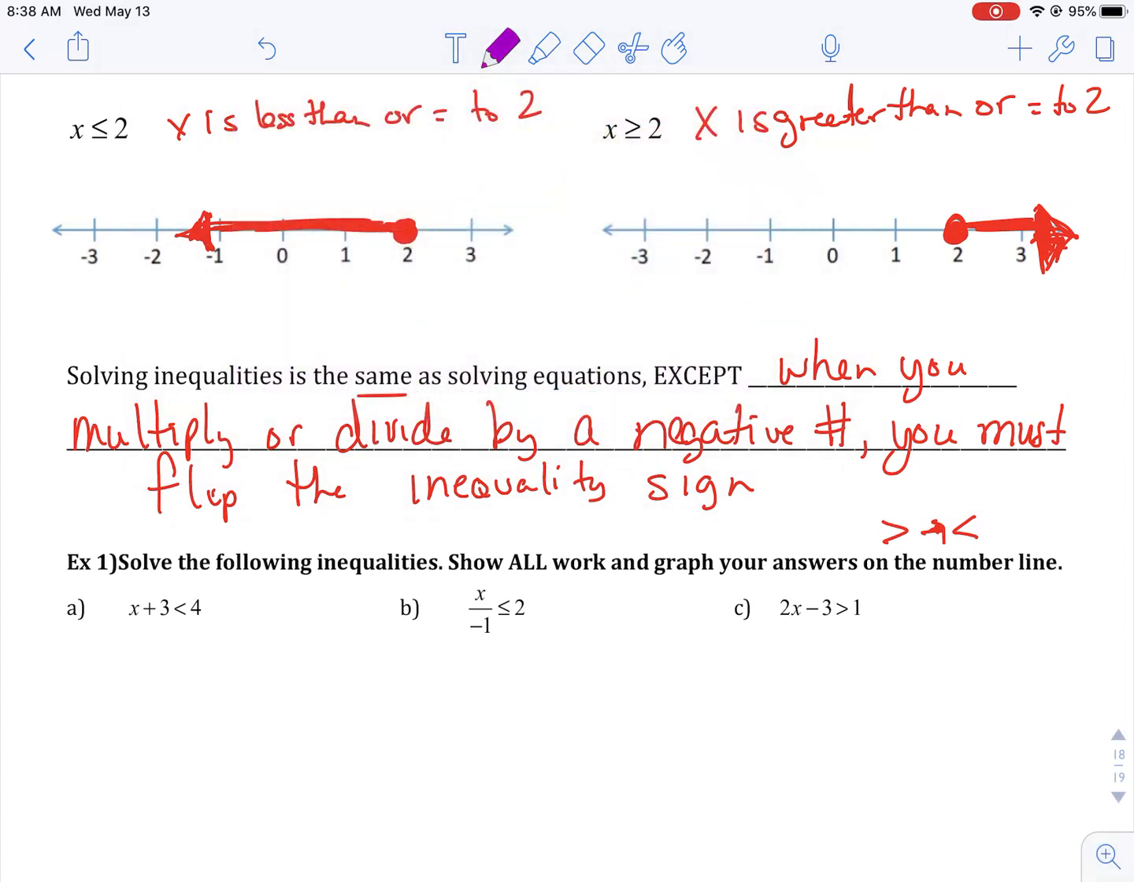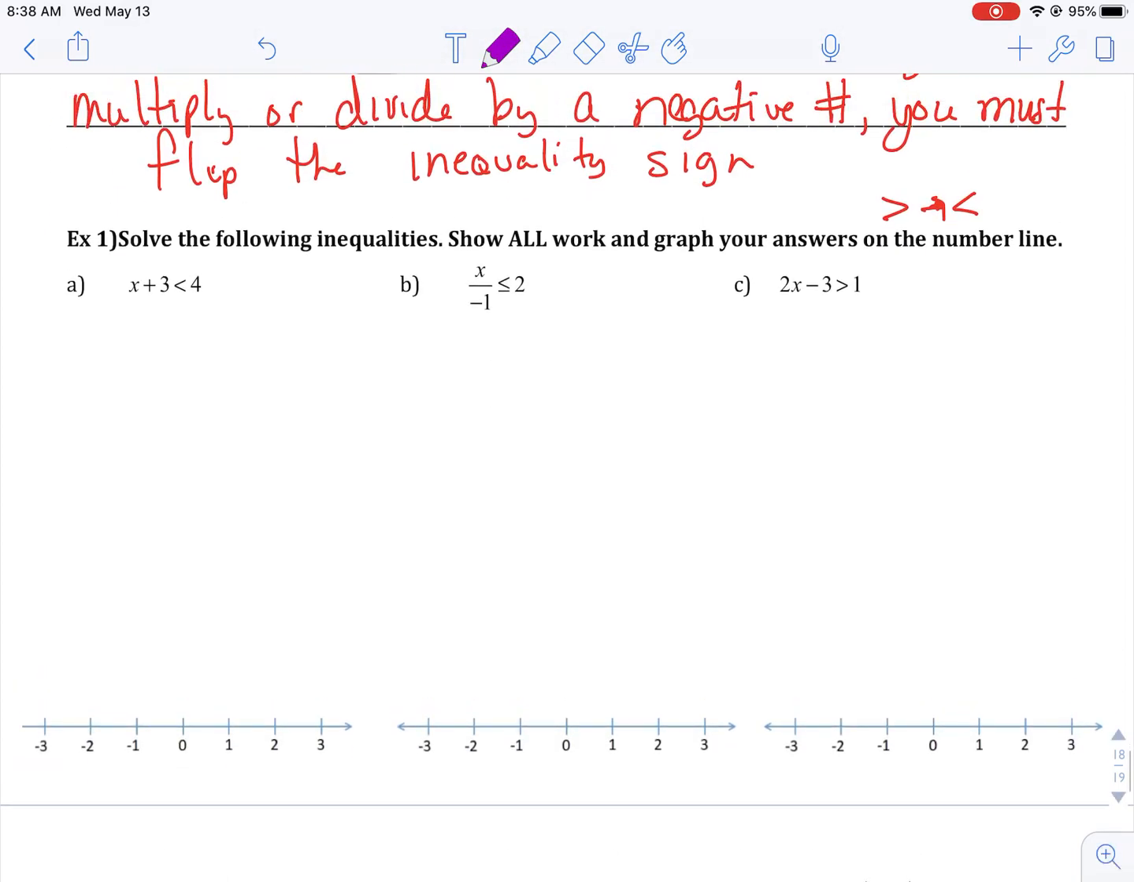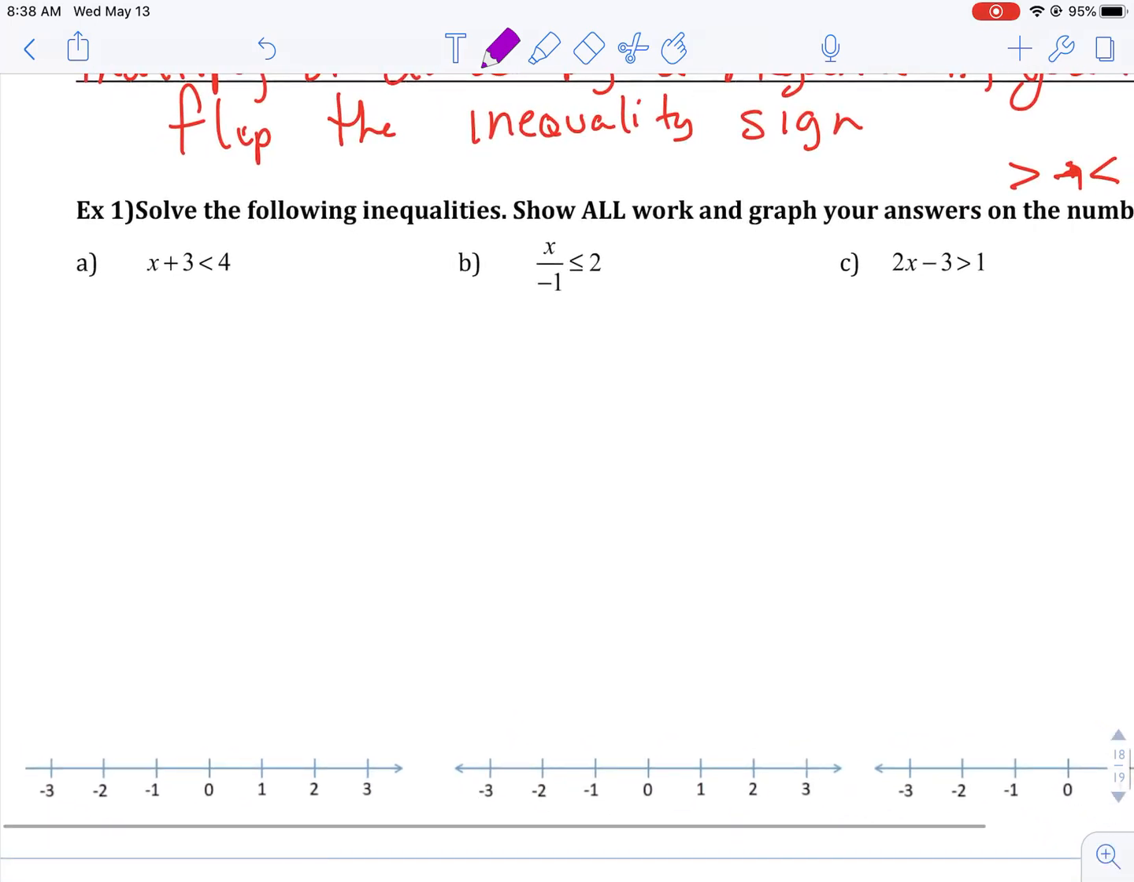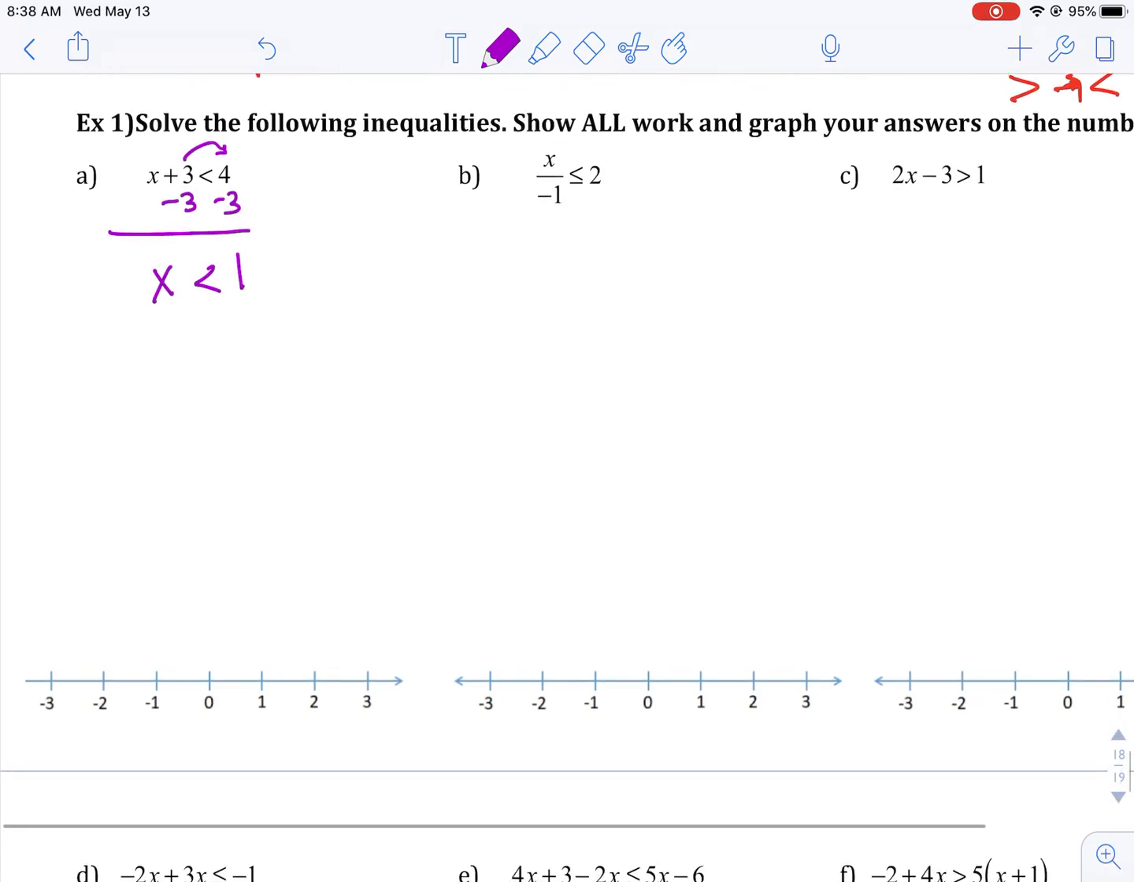Okay, so let's do some examples, and then we're also going to graph our answers on a number line. So if we look at example A, we're just going to solve this as if it was an equation. So that means we've got to move that 3 to the other side. So I'm going to subtract 3. Notice we didn't add or multiply or divide. So I'm going to keep the sign the same way it is. So my 3's go away and I get x is less than 1.